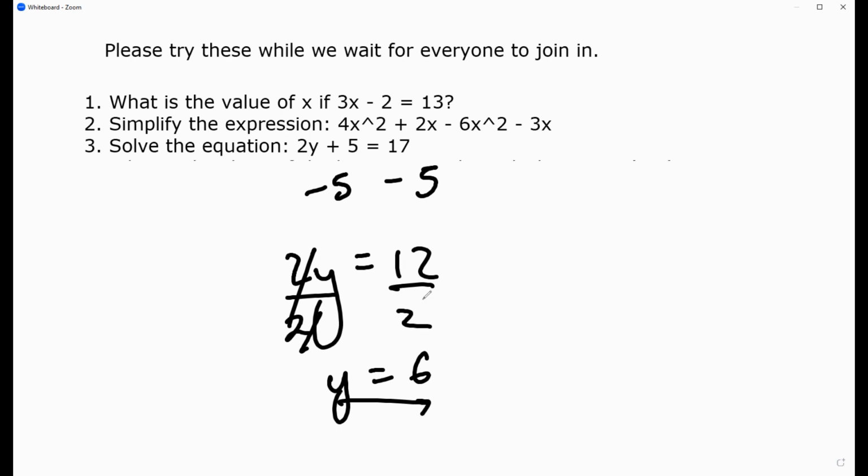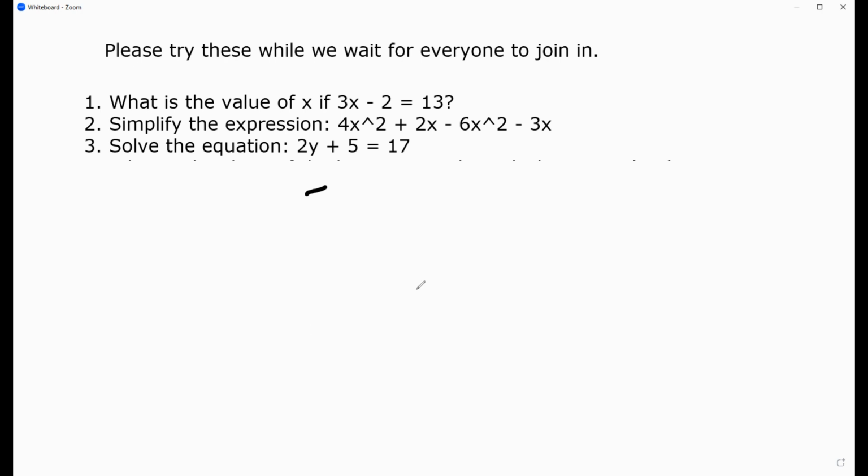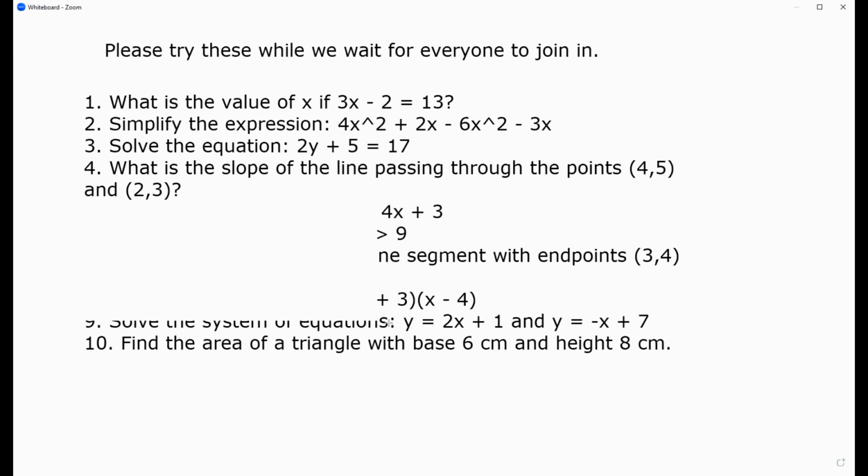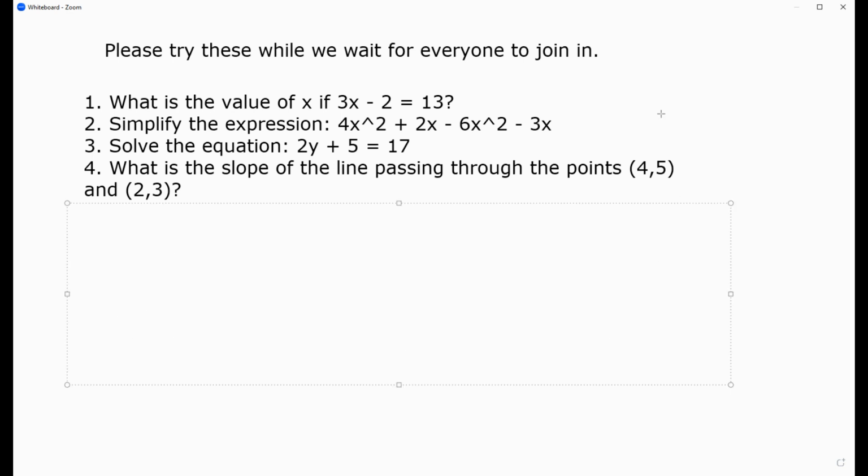Okay. Moving on. For the next one, I have: what is the slope of the line passing through those 2 points? Okay, so we want to calculate the slope of the line passing through these points.